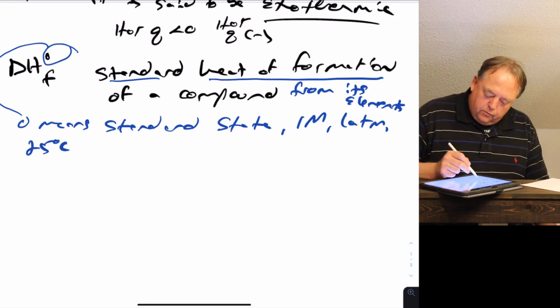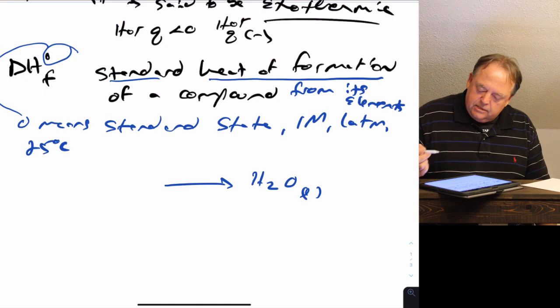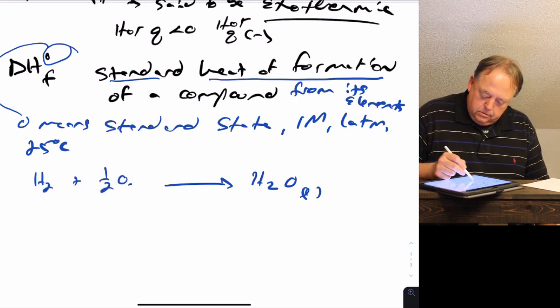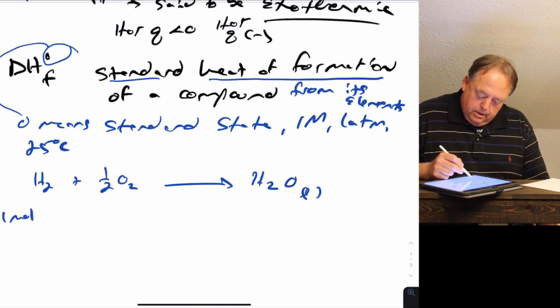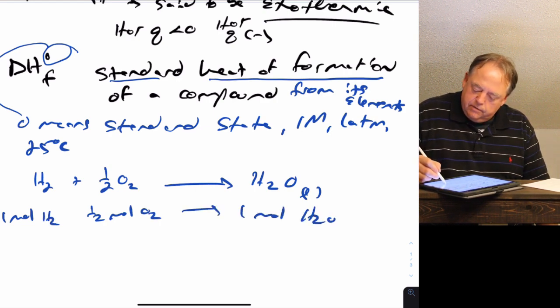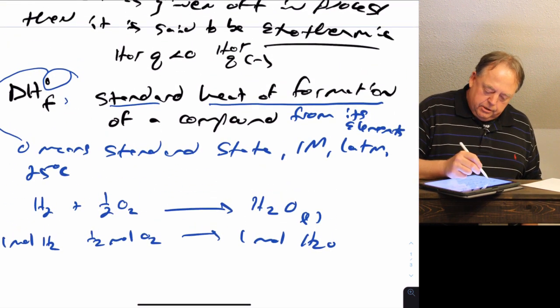So if this was water, for example, so if you were to form water from its elements, that would be forming water from hydrogen gas. So 1 mole of hydrogen gas and 1/2 a mole of O2 gas to make 1 mole of H2O. And that's what the F means, the formation.